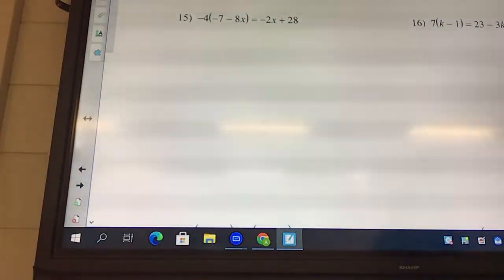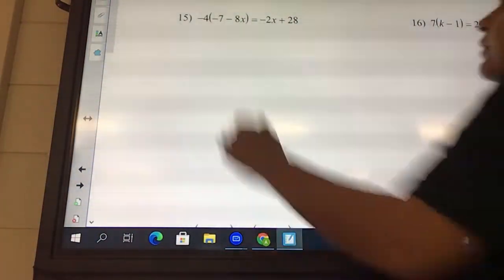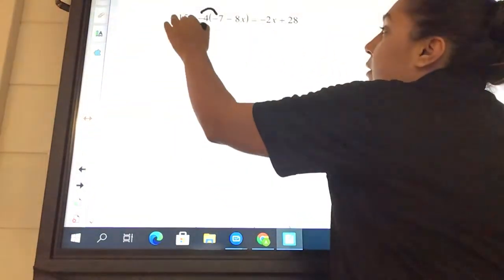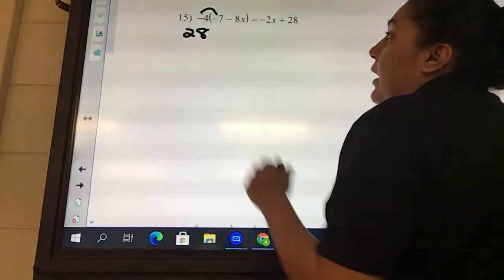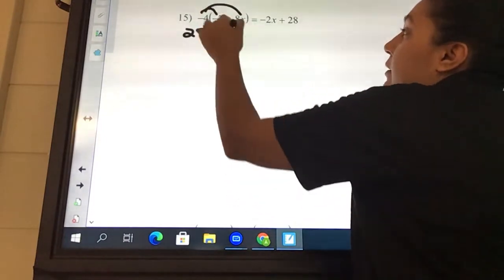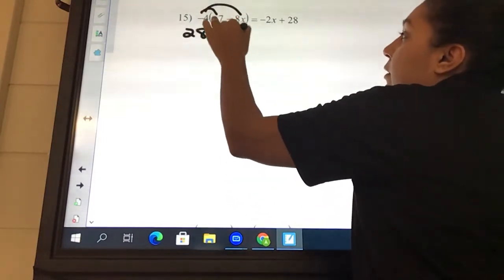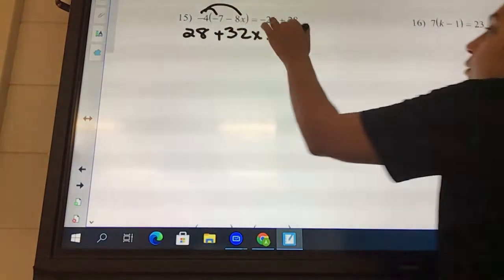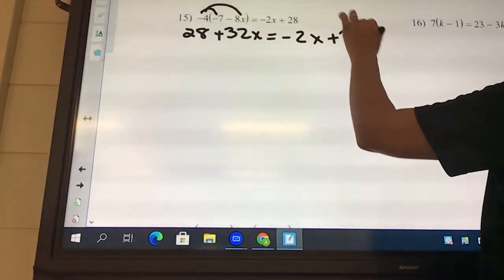Okay, 15, we're going to distribute first. So negative 4 times negative 7 is going to be 28. Negative 4 times negative 8 is going to be positive 32x equals negative 2 plus 28.